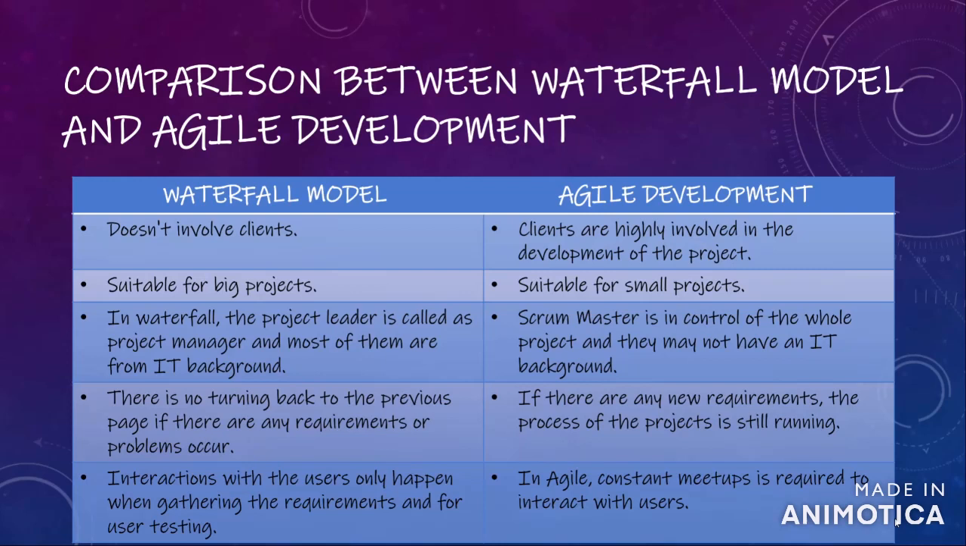In the waterfall model, there is no turning back to the previous phase if there are any requirements or problems that occur. In agile development, if there are any new requirements, the process of the project is still running. In the waterfall model, interactions with the users only happen when gathering the requirements and for user testing. In agile development, constant meetups are required to interact with the users.